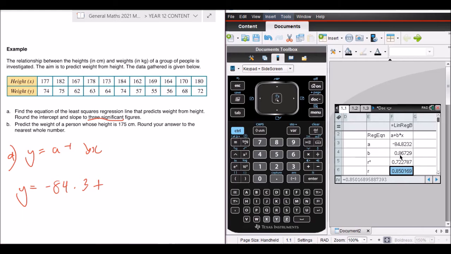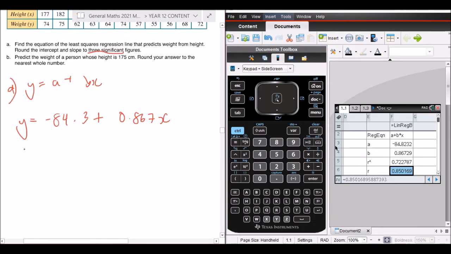So I'm looking for 3 important numbers, 8, 6, and 7. Actually, yeah, that's it. Times x, or you could just leave it as x. That works too. Okay, part B. Predict the weight of the person whose height is 175 centimeters. Round your answer to the nearest whole number.